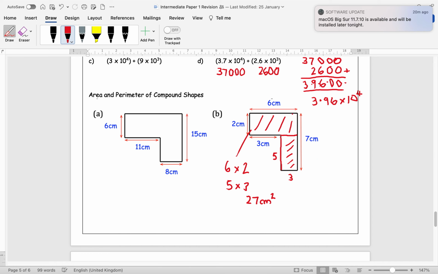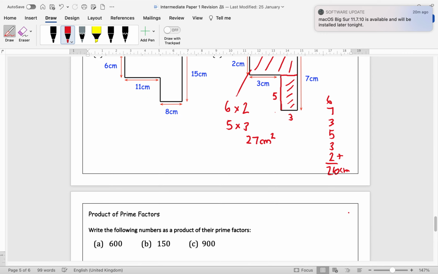No, I've got 6 for that. So I've got all the way down there is 7. I've got 3, I've got 5, I've got 3, I've got 2. Perimeter, again, is the little man walking around. How far does he walk? So I'd expect you to write 6, 7, 3, 5, 3, 2, and add them all together. 13, 16, 21, 24, 26 centimeters. There we go.